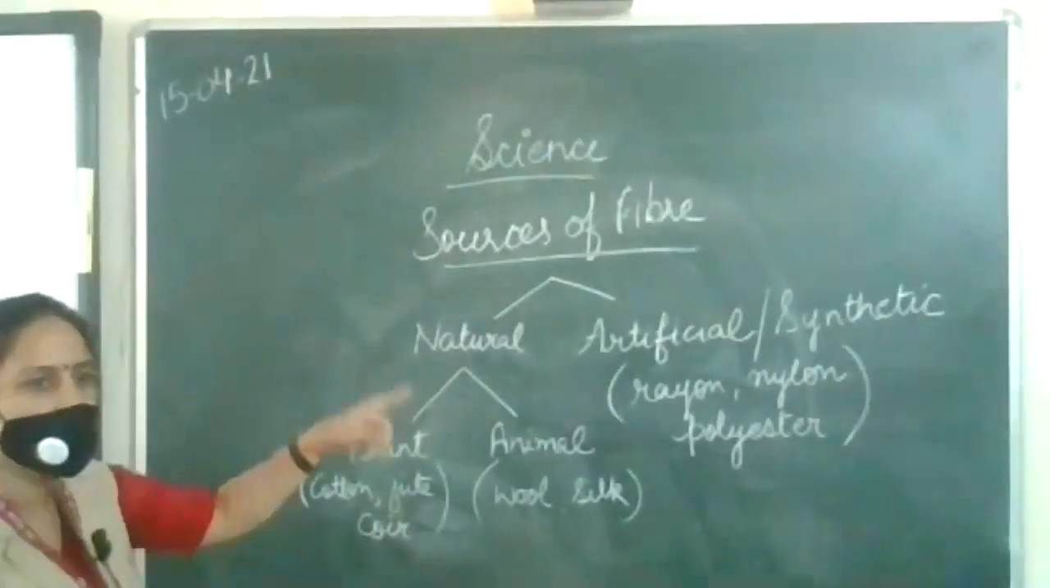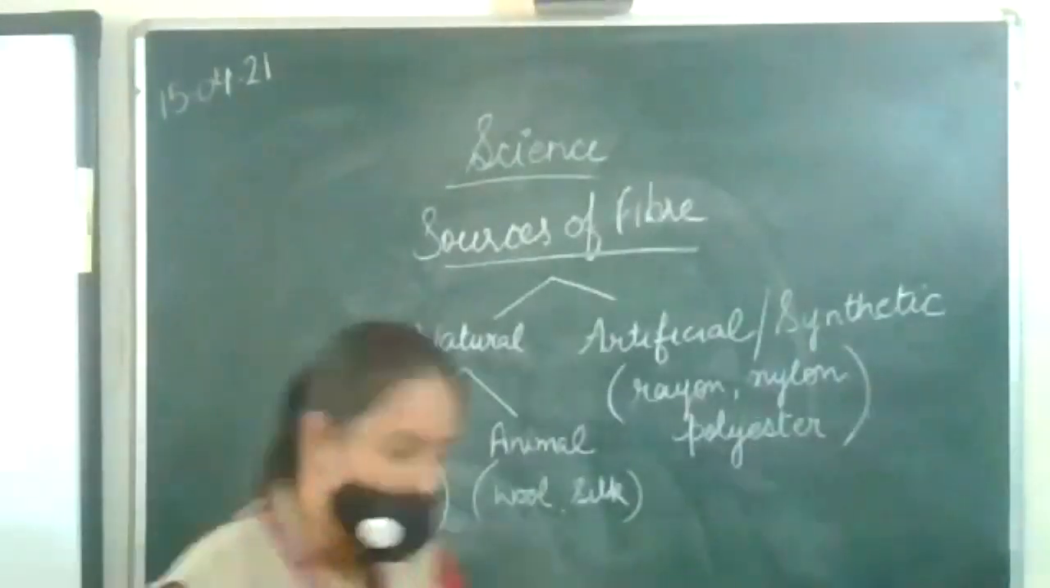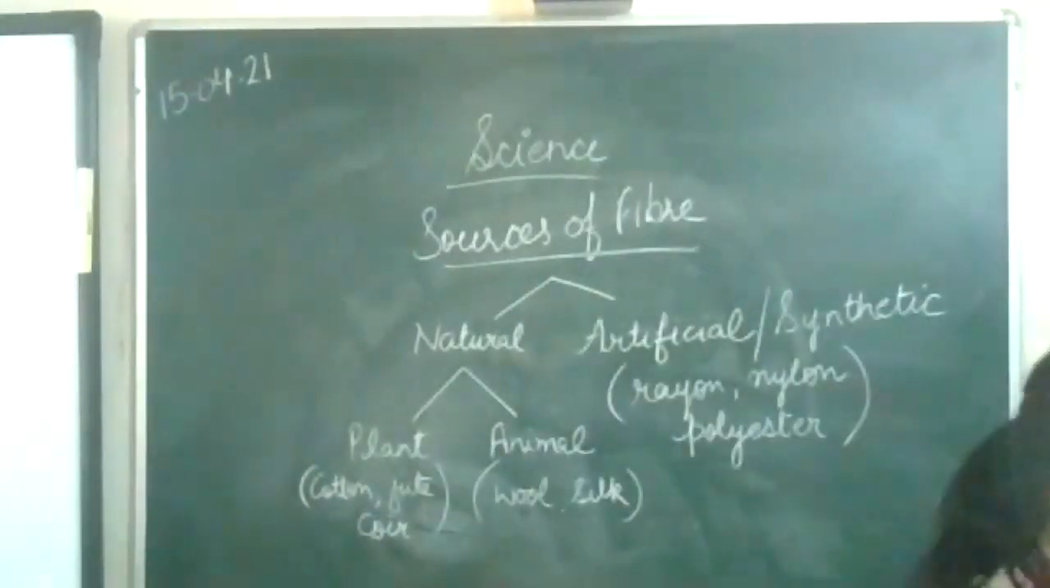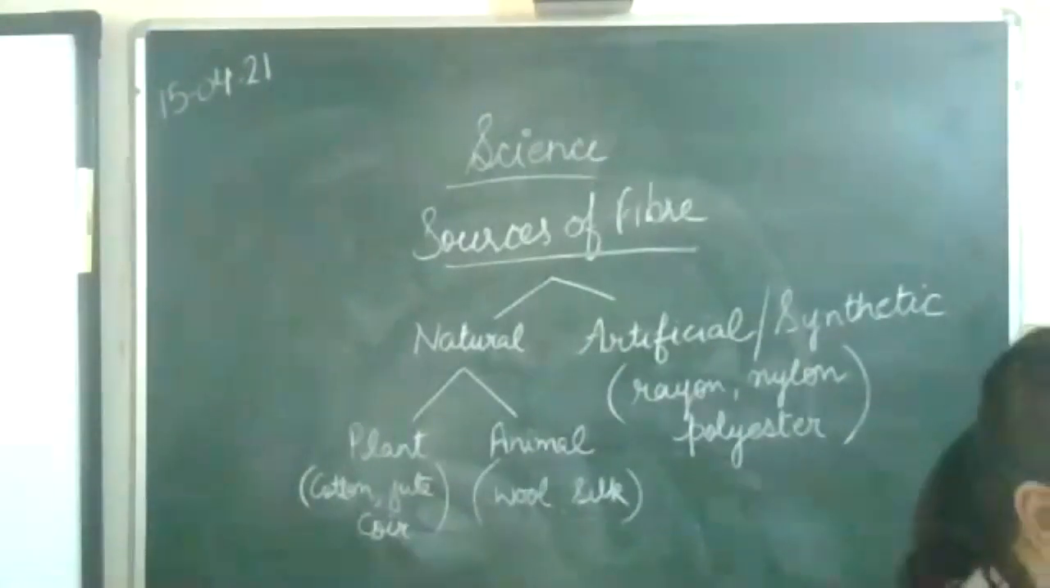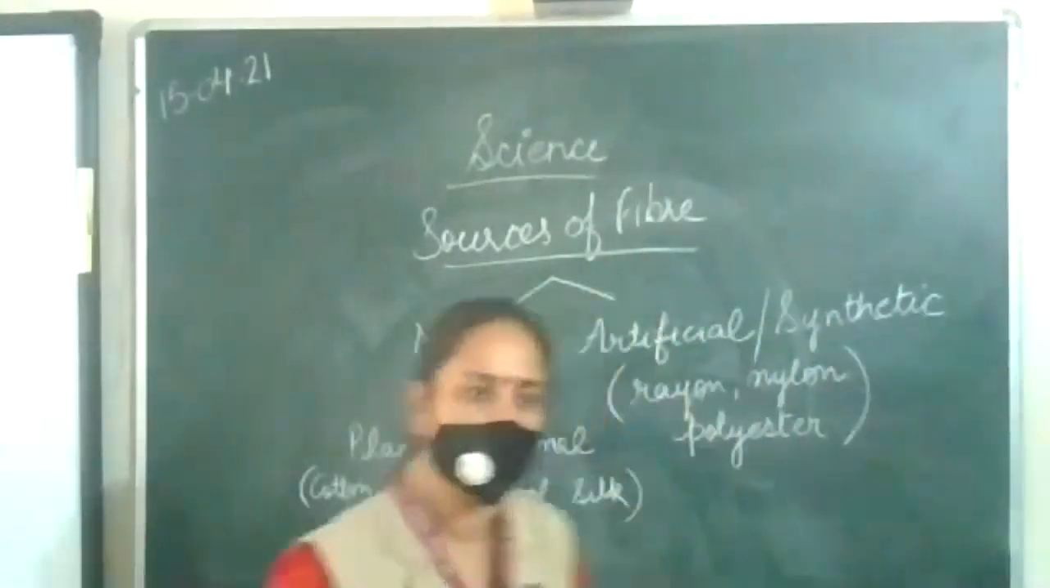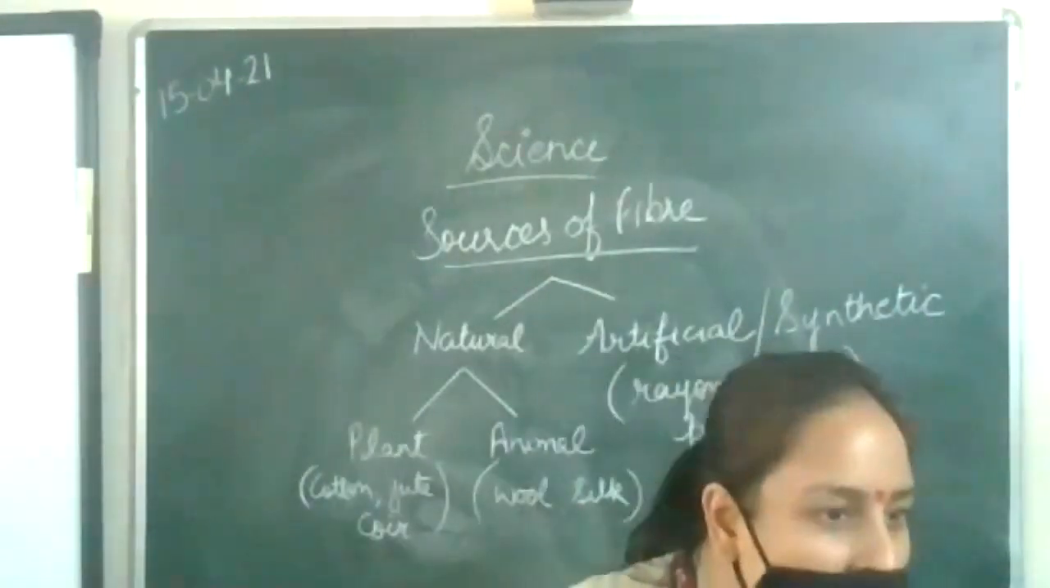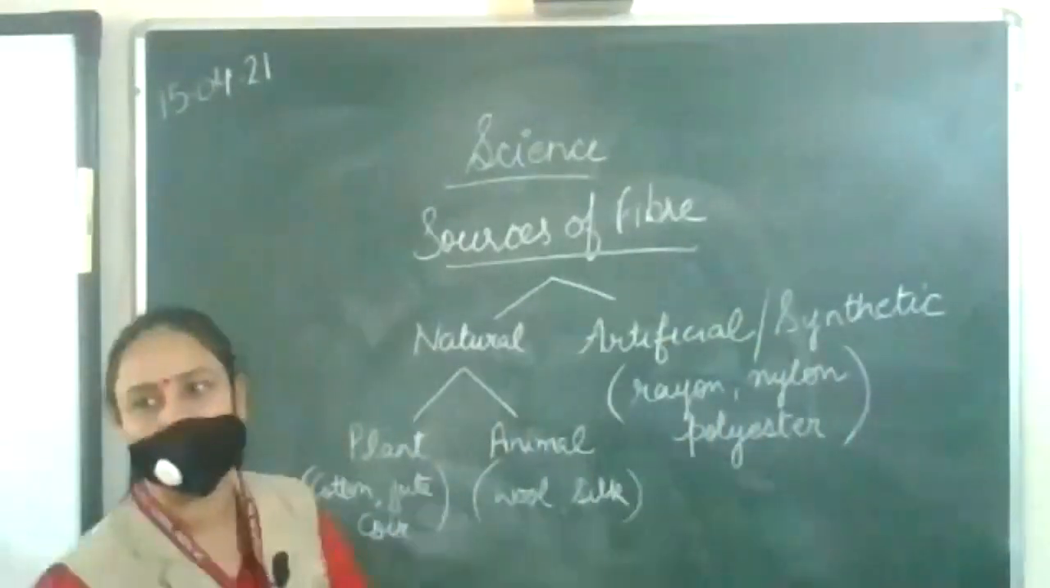Understand? The same kind of chart you will have to make in the copy. Who is this? Sarthak. Sarthak has already made it. Very good, Sarthak. Excellent. Mehan, excellent, beta. Very good.